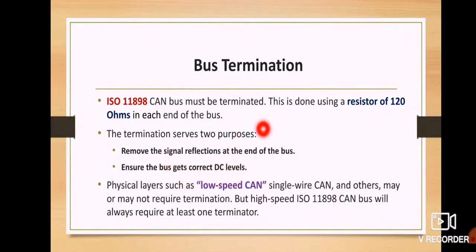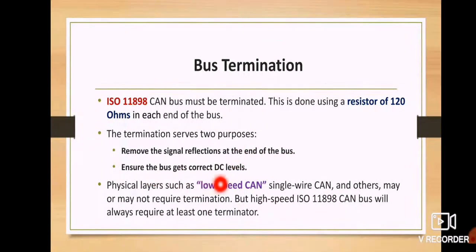So there will be no DC levels. That's why these are the two main purposes which make the CAN bus proper, and the data transmission also happens the right way. It will remove the signal reflection at the end of the bus, then it ensures the bus gets the correct DC level, that is, the correct message. If there is any problem in these, then the signals may be corrupted, or there may be error signals, and so on. So these are the two main purposes.